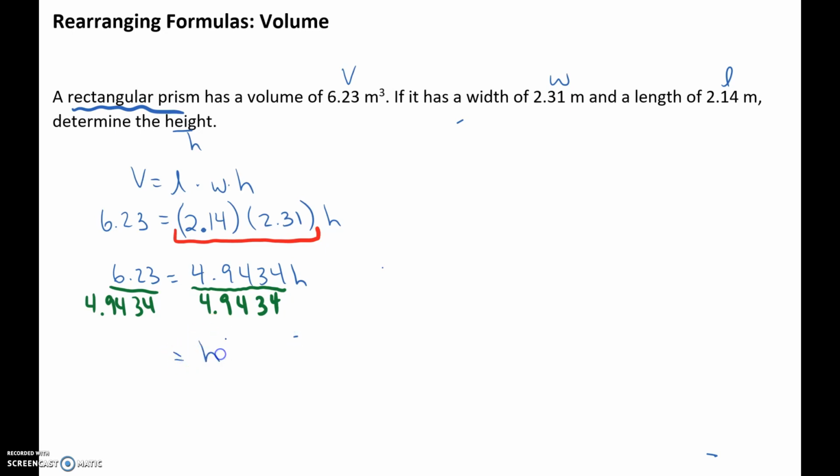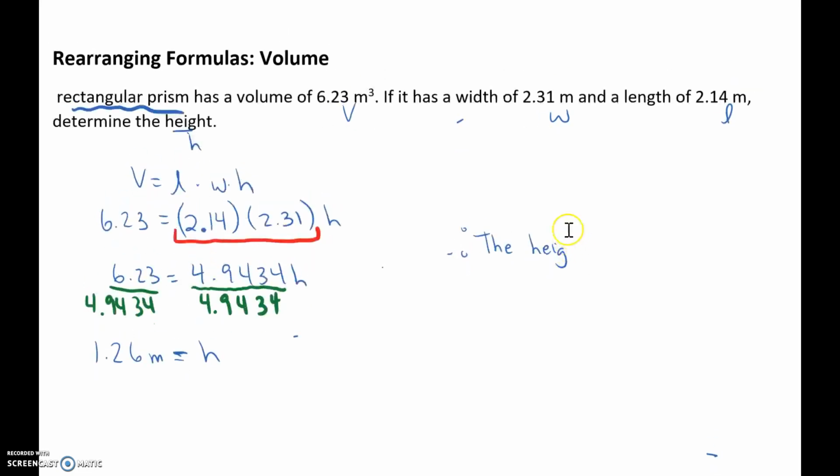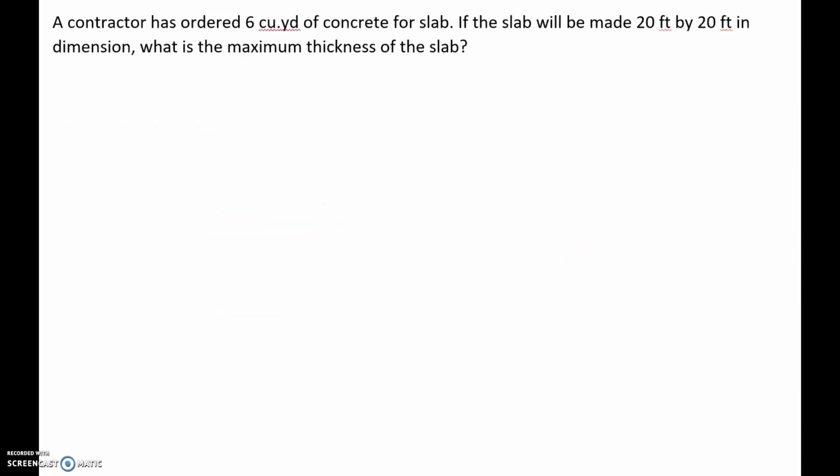This gives us an h value of 1.26 meters when we round it to 2 decimal places to match the other measurements. Therefore, the height is 1.26 meters. Consider the following example.